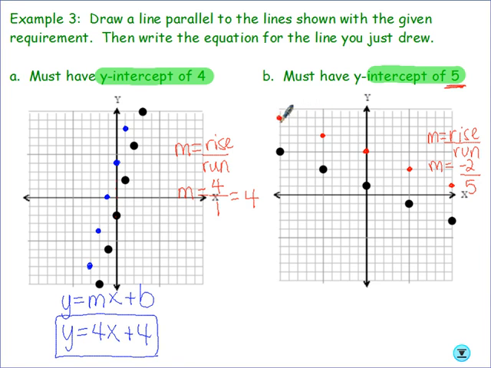As you can see, again, these lines will never touch. They are parallel. We are ready to write our equation. y equals the slope for this line, which is negative 2 over 5, and the y-intercept is positive 5.